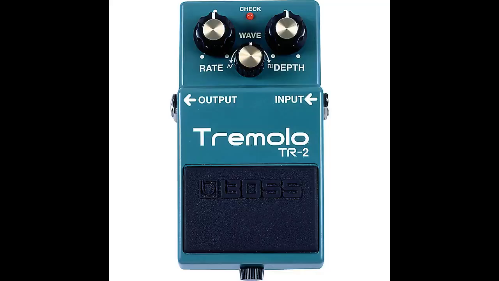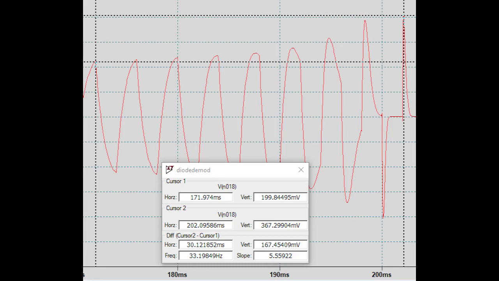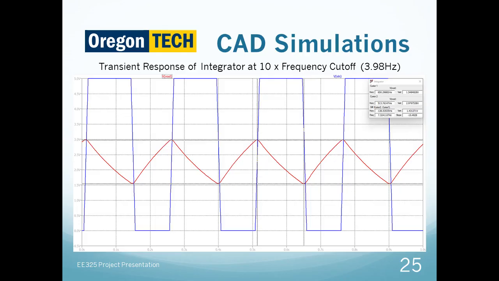The perceived depth of the effect is controlled by the peak-to-peak voltage swing at the output of the integrator. Further revisions would include a frequency compensating amplifier to apply makeup gain before the LED output.